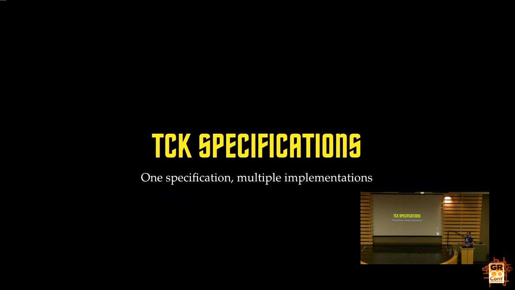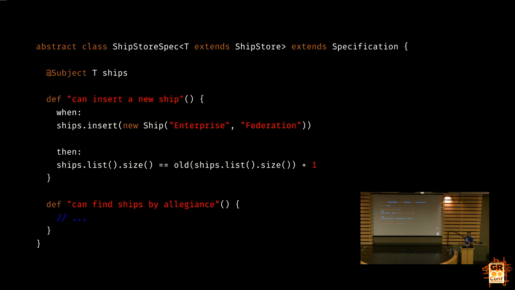TCK specifications is something I really enjoy. I did some of this recently at Netflix, where we use an abstract class that may or may not need to be parameterized by type. So we're saying our subject is this parameterized type. It's not a concrete type, and then we're going to write a bunch of tests against that type. I used this for testing some Spring Batch stuff.